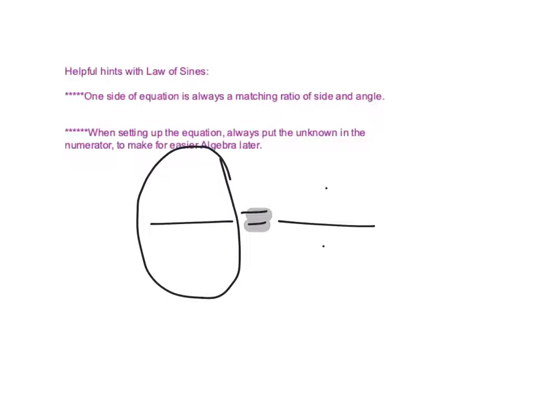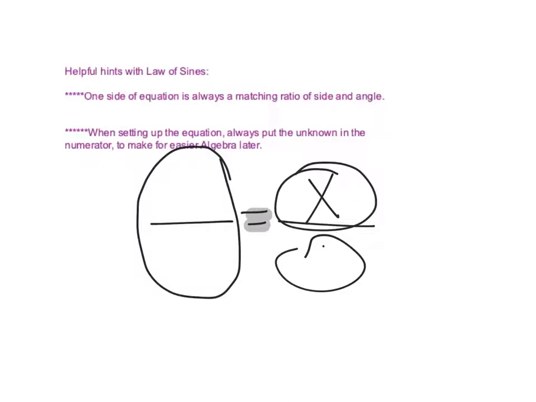And then when you're setting up the equation, as you kind of learned when you did trig functions before, when the variable, the unknown, is in the numerator, it's a lot easier to solve. It's like one step. You're just multiplying both sides by whatever's in the denominator. So anytime you're setting up these proportions, we always want to put the missing piece of information in the numerator. It just makes the algebra easier.